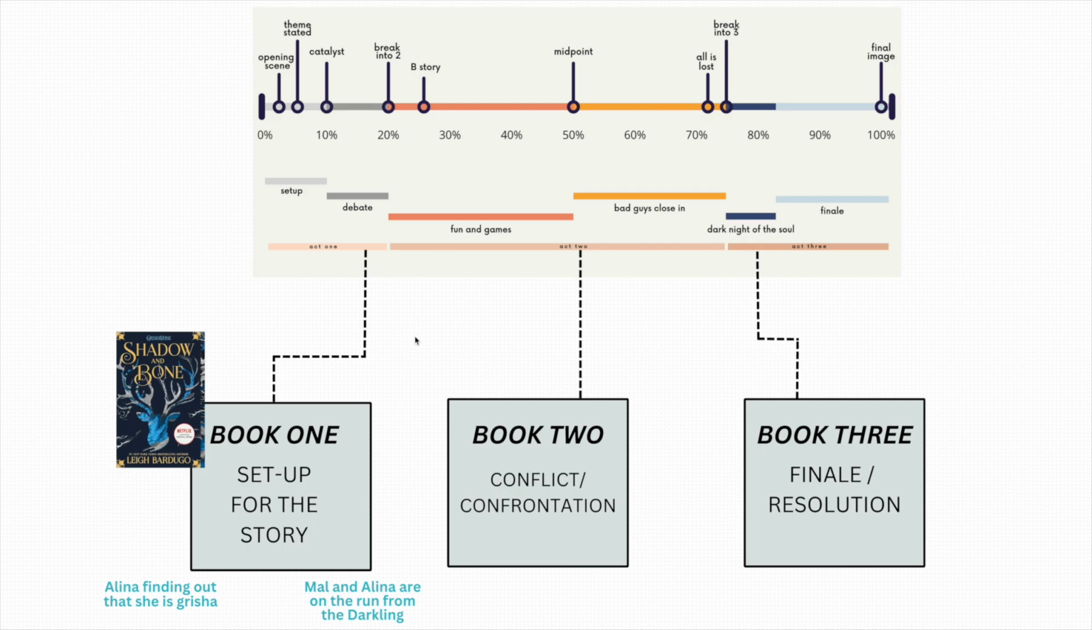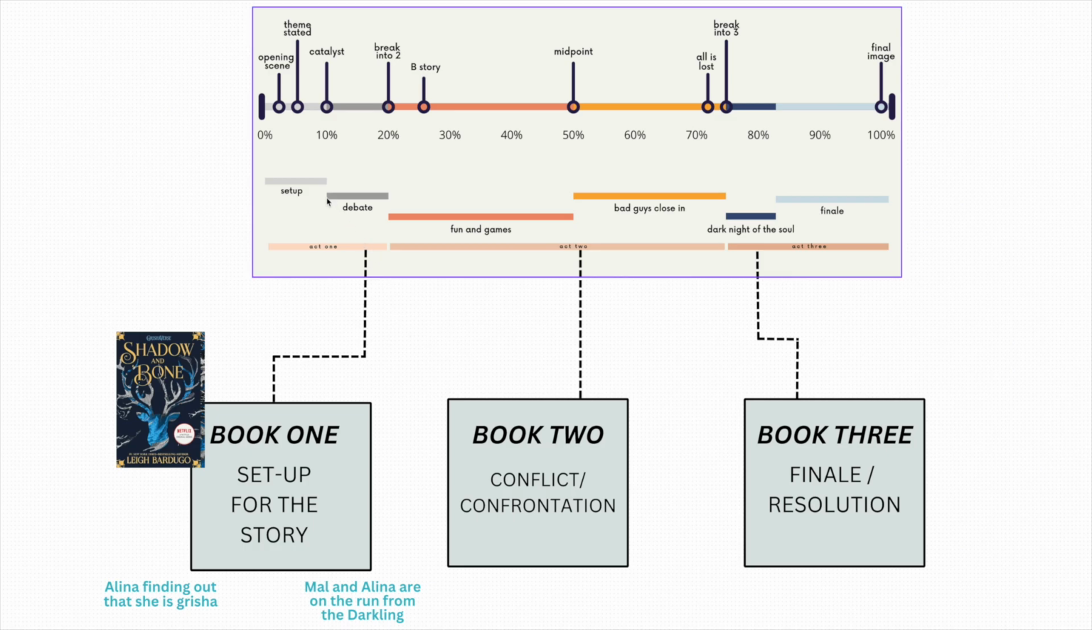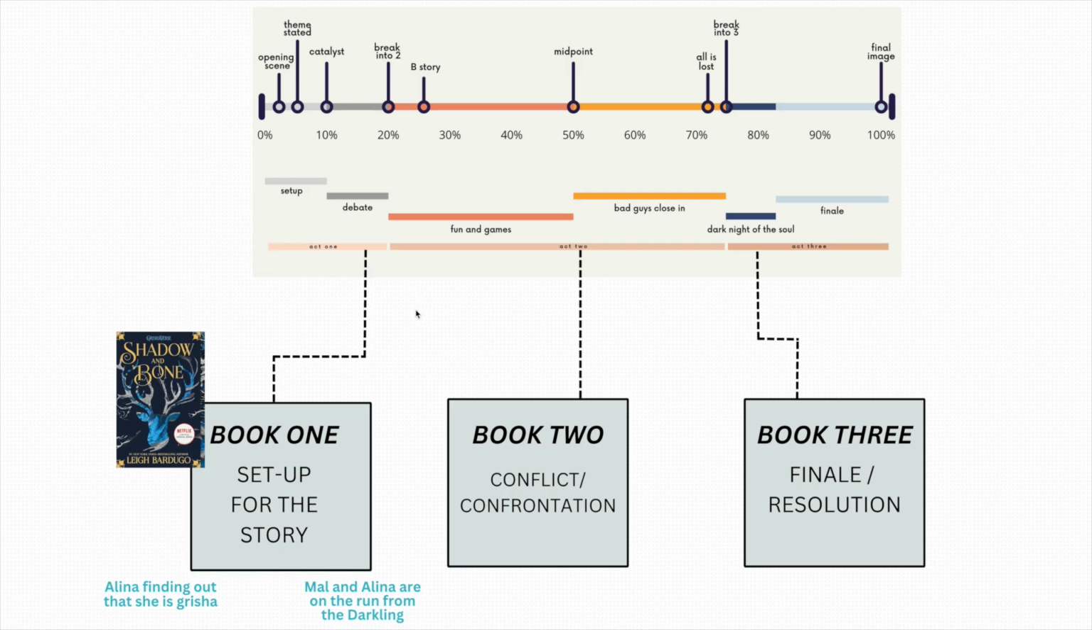For the entirety of book 1, Alina is still kind of in this debate stage of if she belongs in this world or not. She then makes a choice, which propels her into the future of the series. She decides that she wants to run away from the Darkling and that they are going to find the second amplifier.